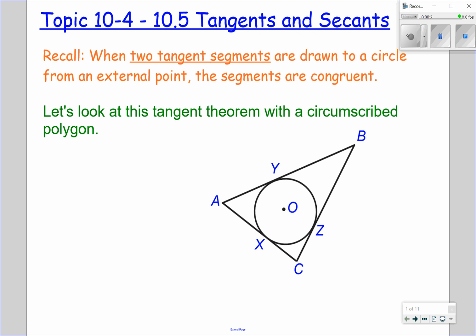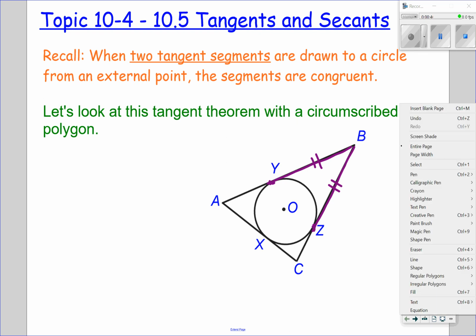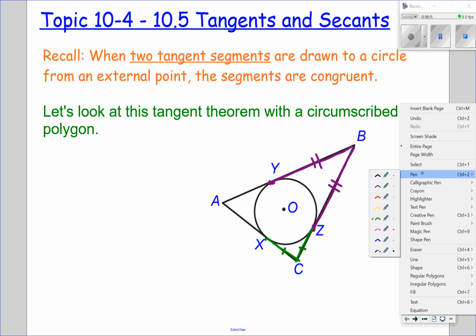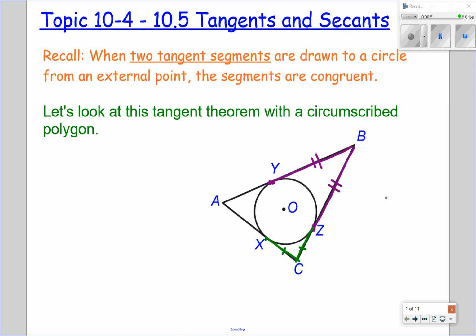We also had this other concept: if you have tangent lines that touch a circle, and they eventually meet or intersect outside of the circle, then the two tangent segments are congruent. So YB would be congruent to BZ, and then similarly, we could go all the way around this shape. We could have this tangent line and this tangent line, both congruent to each other, and then we could also have this tangent line here and this tangent line here congruent to each other.